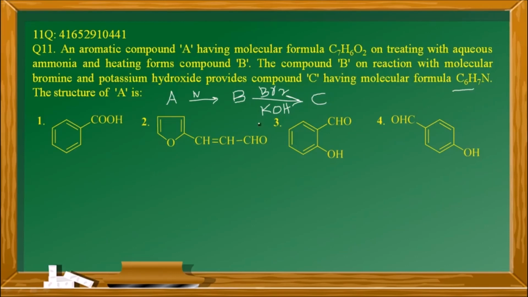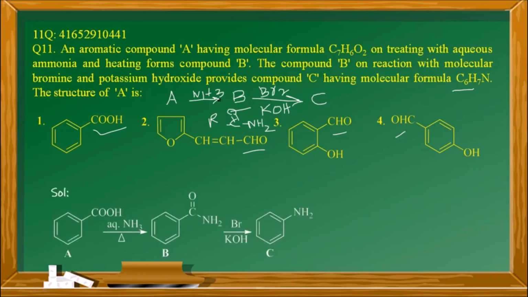So for the Hofmann degradation reaction to take place, what is the starting material? Yes friends, an amide. What do we need? An amide, and with ammonia we can get an amide. Aldehydes will give imines, whereas benzoic acid will give the amide with ammonia. This amide upon reaction with bromine and KOH will give the required product.